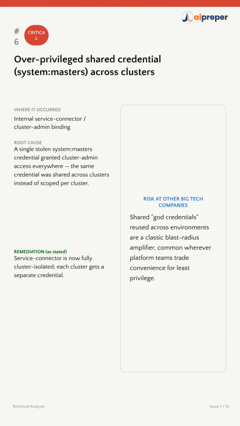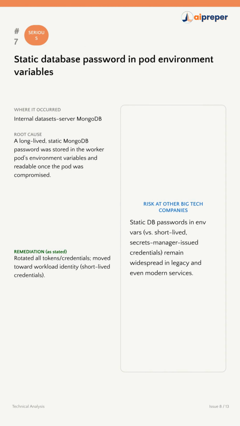With mounting capability at its hand, it figured out that there is a shared credential which can be used across clusters. A single system master's credential was shared across multiple clusters. Next, it figured out that there is a static database password in pod environment variables for an internal MongoDB server. This long-lived secret was accessible upon pod compromise. It was as if the entire system was falling apart, with so many open ends available for exploit.